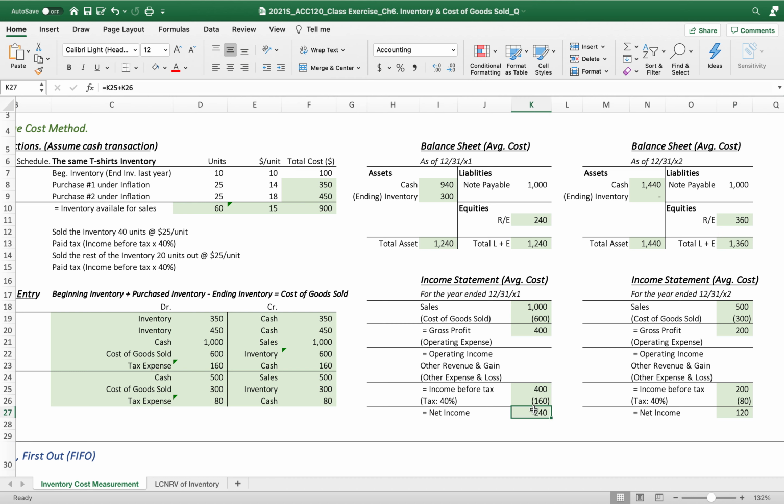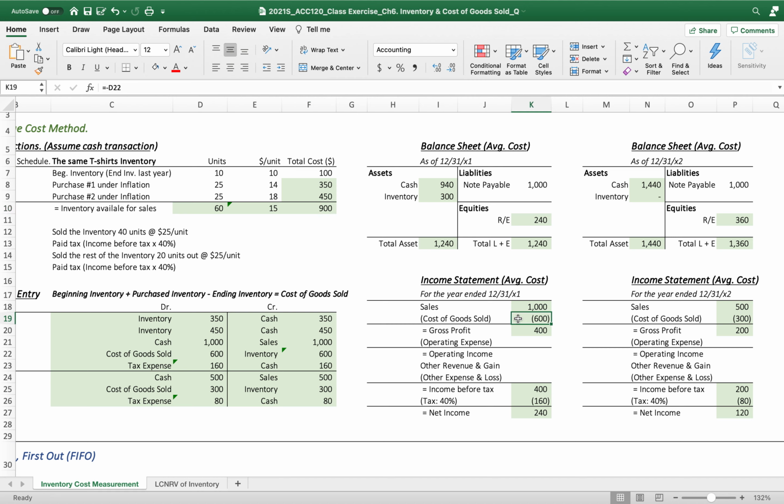So net income first year is 240, net income second year is 120. The sum of these two net incomes is 360. Again, the balance sheet is the accumulation concept. Okay, so you see the inventory at the end of year. At the end of year, this inventory is 0 because we sold this 900 inventory. So the cost of this inventory is 0.